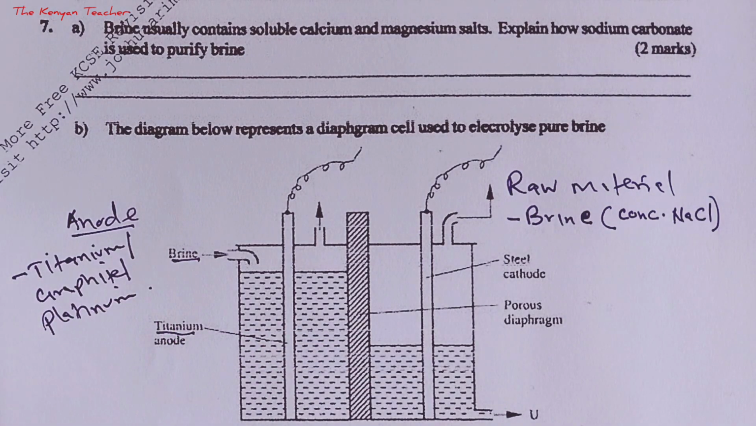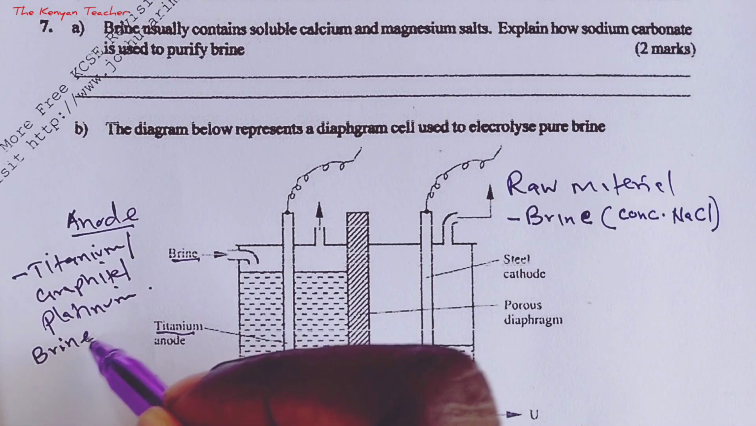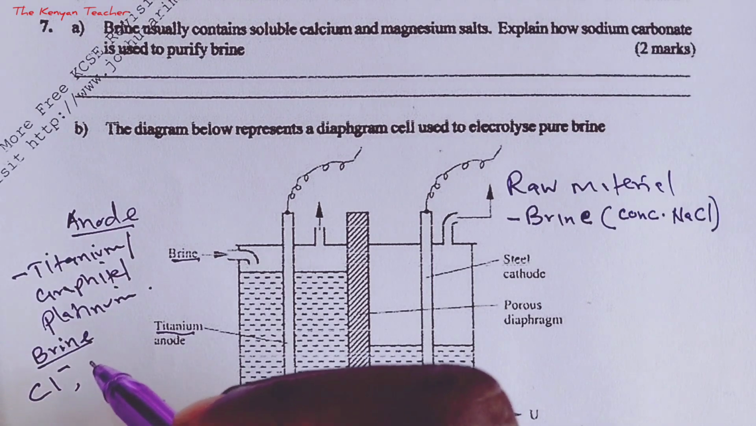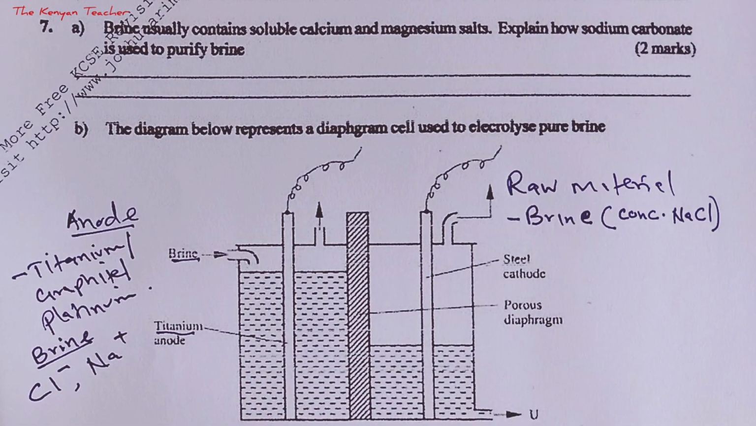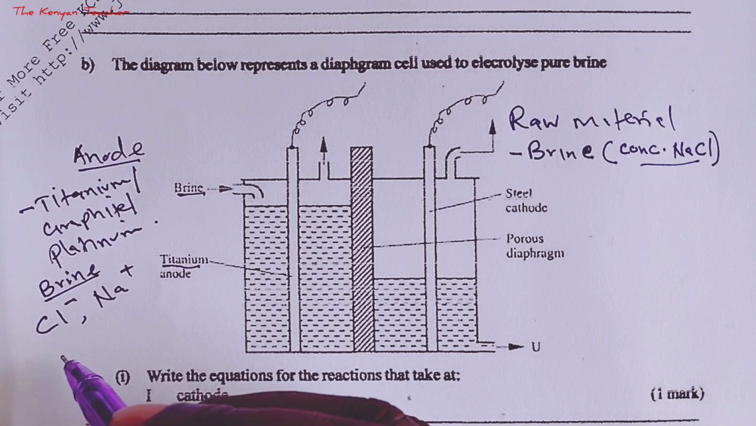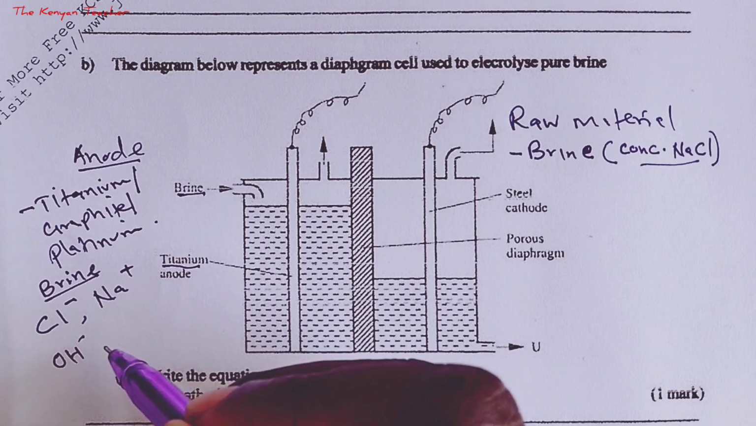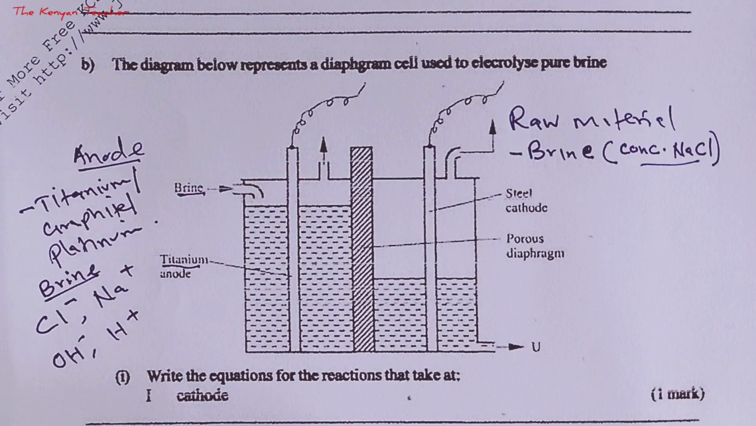So before we move to the cathode, let's mention that our brine has got 4 ions. We have chloride ions, we have got sodium ions. These are directly from the salt that we use to make the solution. Though, because of the presence of water, there will also be hydroxyl ions that will be there together with hydrogen ions.